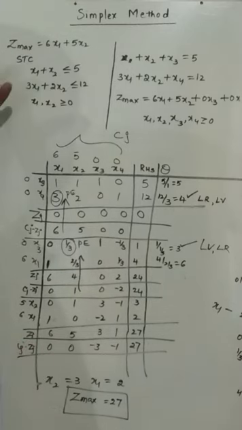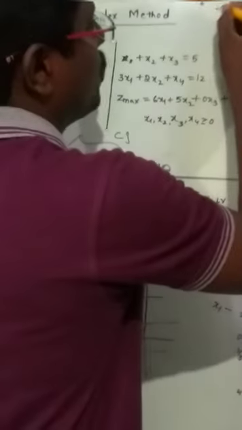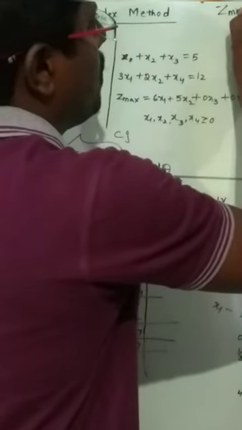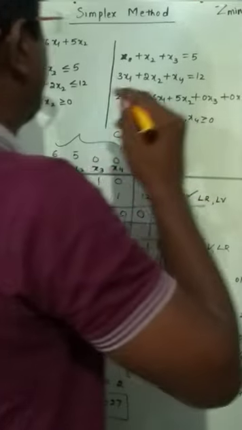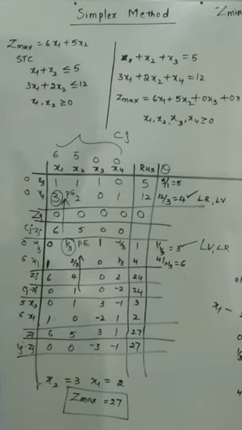Actually, what I have done here is the Z max problem. If it is a Z minimum, what do you have to do in the case of the simplex method? Many of you are having confusion because I have done only the Z max. What about the Z min?